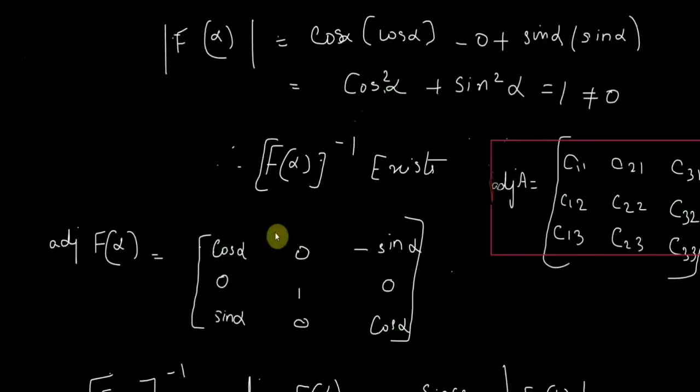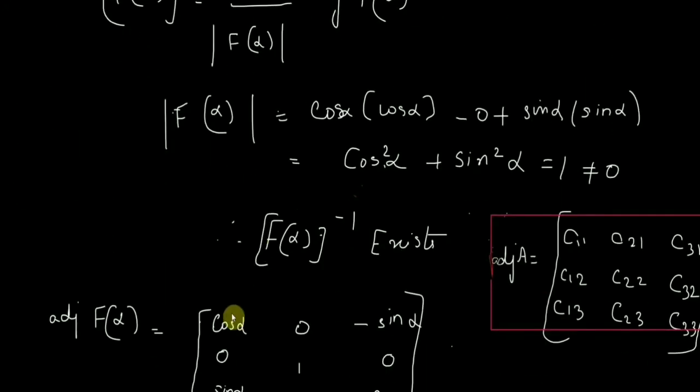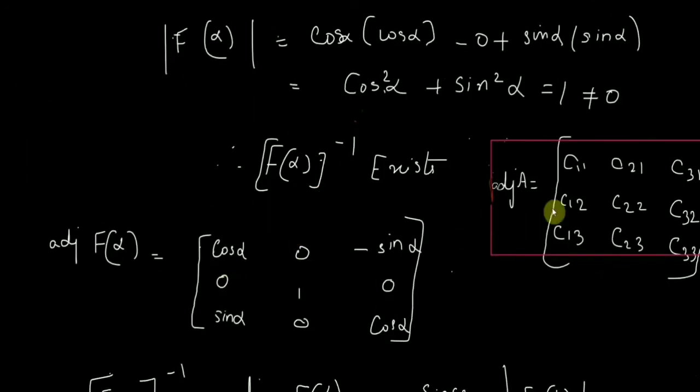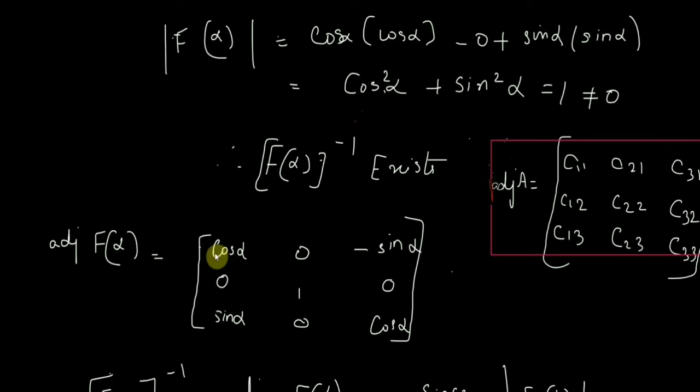So the adjoint of f of alpha is, we are finding the cofactors and taking the transpose, or we can also find like this. Cofactor of 1 1, C11, is sin alpha, cos alpha's cos alpha, so that is cos alpha. C12, the cofactor of the second element, is 0, so you write it here. Next, C13 means the cofactor of the first row, the third element. So it will become plus sin alpha. So write it like this.